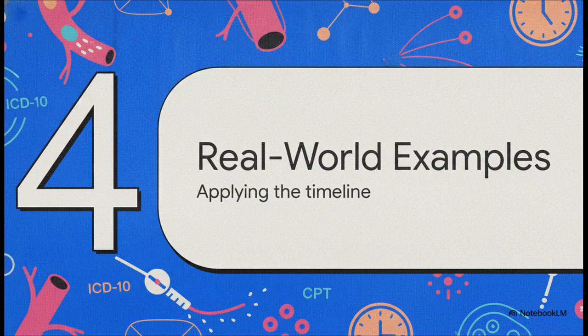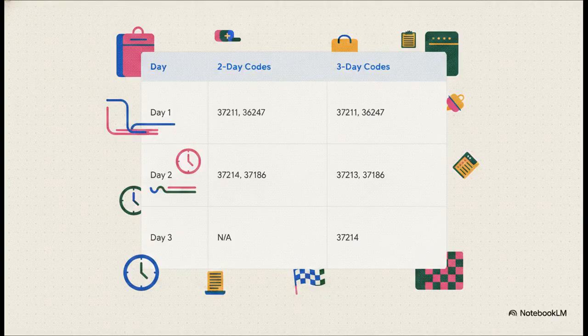Section 4, real-world coding examples. Let's see how this builds in practice by comparing a 2-day procedure against a 3-day procedure. On day 1, for both of these scenarios, you have your initial catheterization, your diagnostic codes, and your initial thrombolysis code, 37211. Simple enough. But look closely at day 2. If the treatment completely stops on day 2, your code is 37214 for cessation. However, if the infusion continues through day 2, well then it becomes a middle day, coded as 37213. It's not until day 3 that we finally report 37214. As you can see, the code completely shifts depending solely on whether the calendar day is a middle day or the final day of treatment.